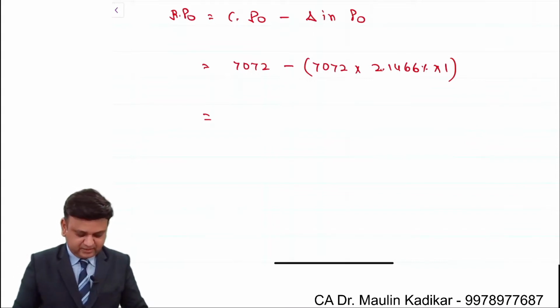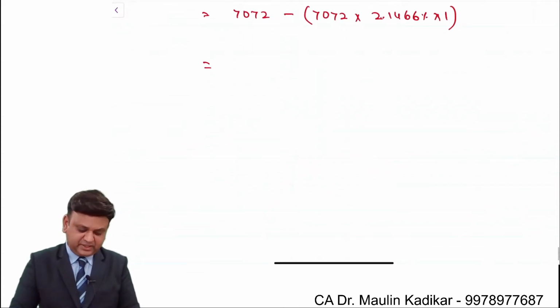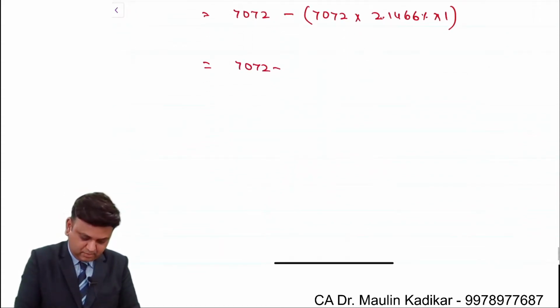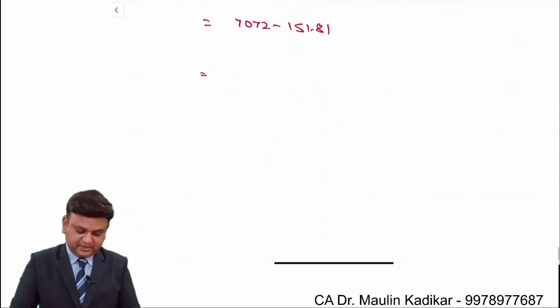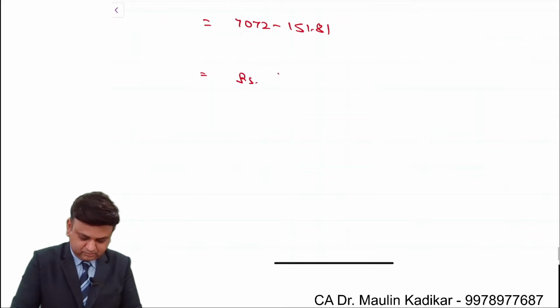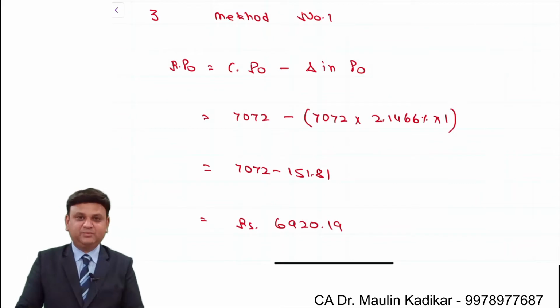So 7072 into 2.1466% comes to 151.81. So 7072 minus 151.81 is 6920.19. This is the way we can compute the answer.